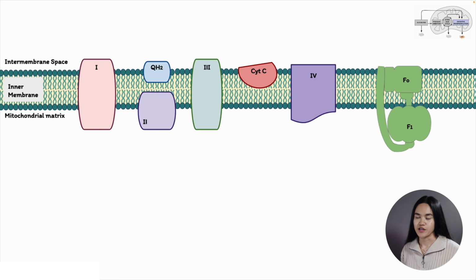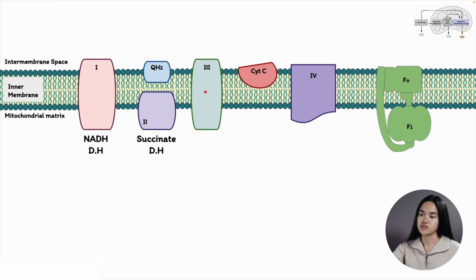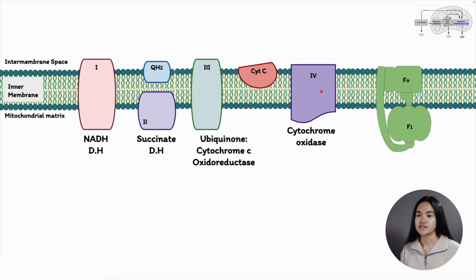The electron transport chain consists of 4 electron carrier complexes found in the inner mitochondrial membrane. These are complex 1, which is also known as NADH dehydrogenase, complex 2, succinate dehydrogenase, complex 3, ubiquinone cytochrome C oxidoreductase, complex 4, cytochrome oxidase, and ATP synthase here, which is sometimes referred to as complex 5.